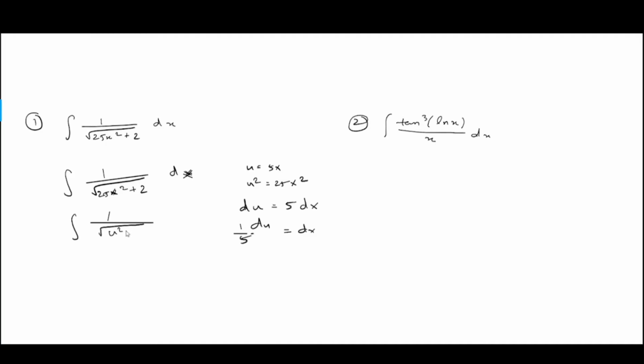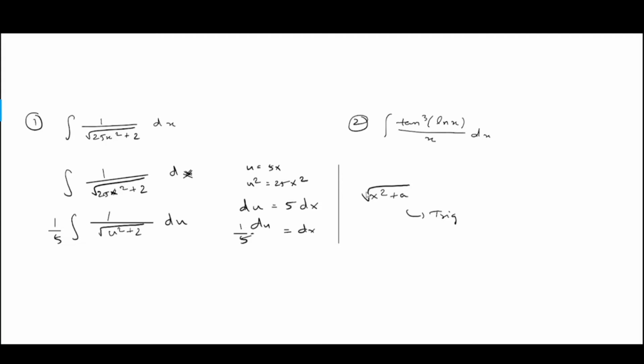The integral of 1 over the square root of u squared plus 2, and du by 5. That's pretty neat. Now, is this doable? Is this integrable? Yes, we do have a formula for that, or we can always derive it. And here I'm going to do substitution again, but a different method, the square root of the derivatives.